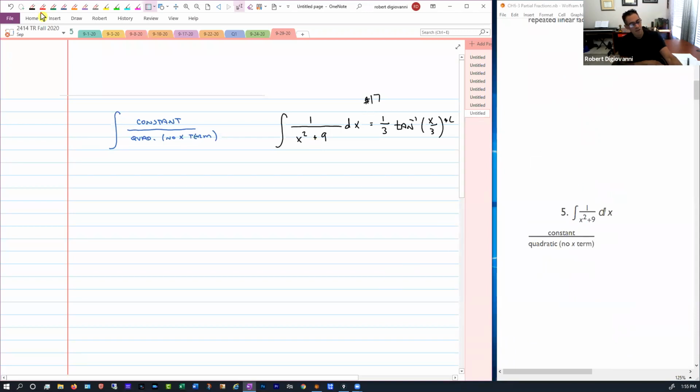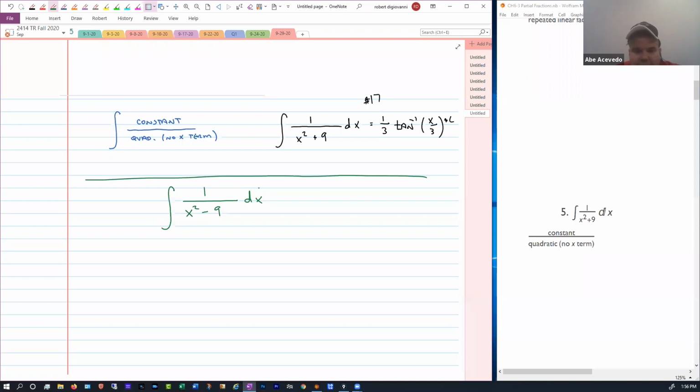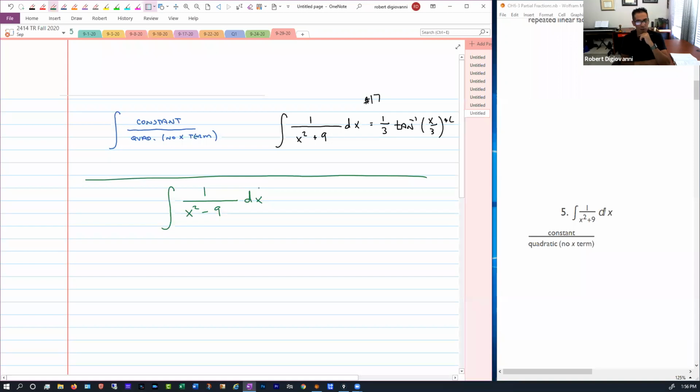Now, how about this? Let me change the problem. What if we have this? So this is what Abe was talking about, I think. Yeah. X squared minus 9 is a difference of squares, right? We cannot use formula 17 for this. Formula 17 has a plus sign in there, and you can't just use the formula whenever you want, right? So this integral, we cannot use formula 17.